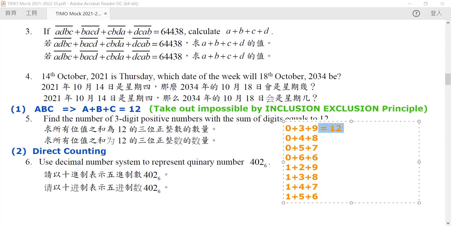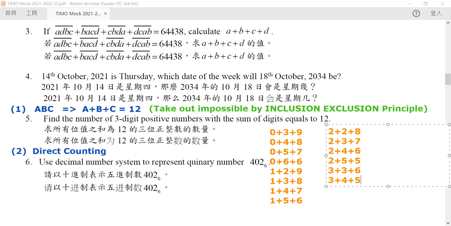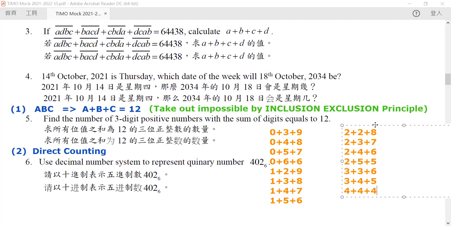Now later on, we will compute all the different combinations of this. So we still need to work on that. There are still many works to do on that. So this is 2 plus 2 plus 8, and then 2 plus 3 plus 7, and then 2 plus 4 plus 6, and 2 plus 5 plus 5. And then we go to 3: 3 plus 3 plus 6, and then 3 plus 4 plus 5. And finally, 4 plus 4 plus 4. So these are all combinations of the digits that can be added to sum up to 12.